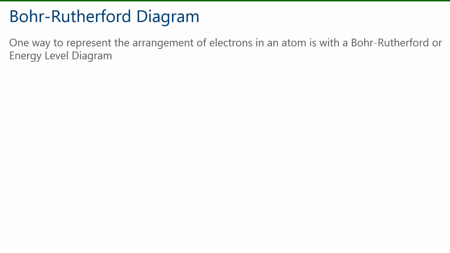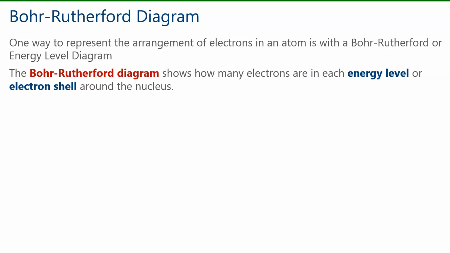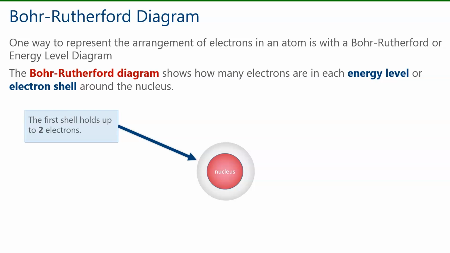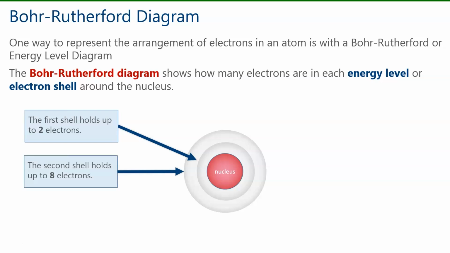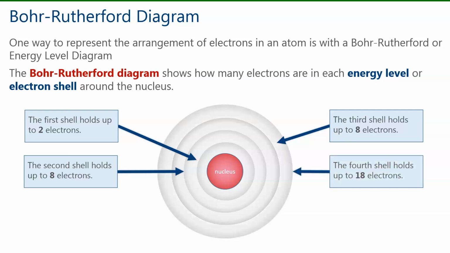One way we can represent the arrangement of electrons in an atom is with a Bohr-Rutherford or energy level diagram. The Bohr-Rutherford diagram shows how many electrons are in each energy level or electron shell around the nucleus. The first shell around the nucleus holds up to 2 electrons. The second shell holds up to 8 electrons. And the third shell holds up to 8 electrons. The fourth shell holds up to 18 electrons.